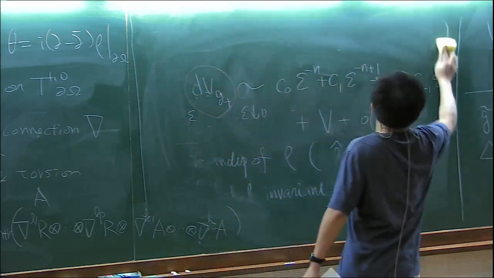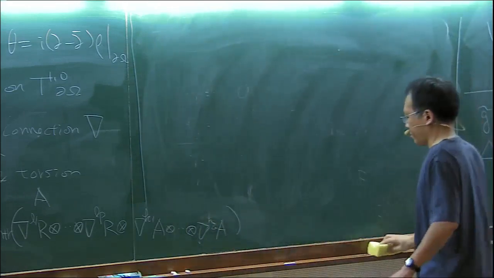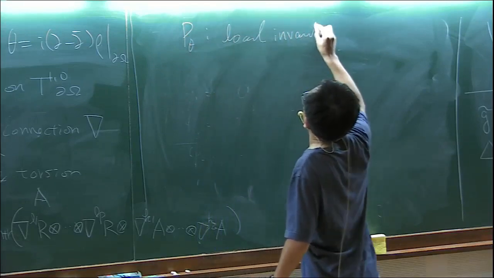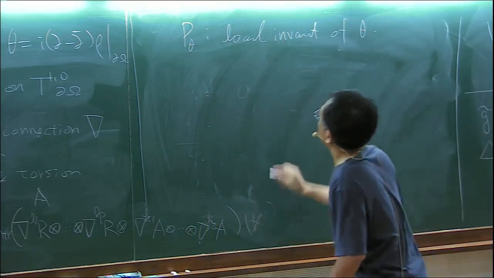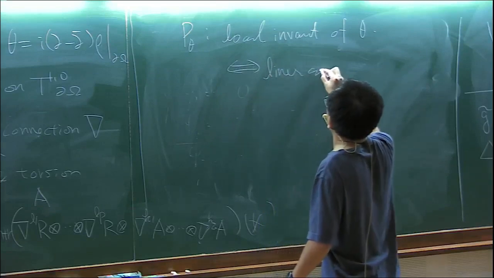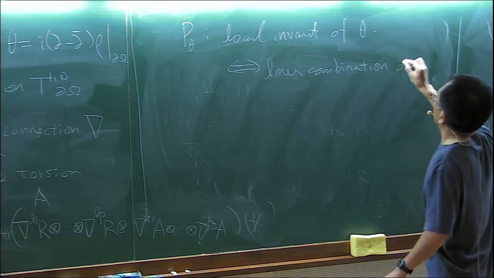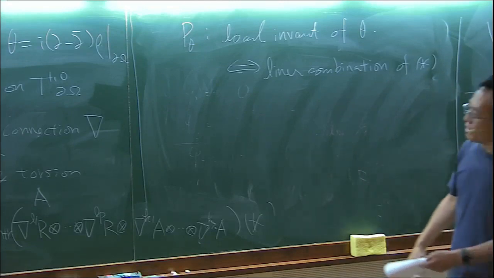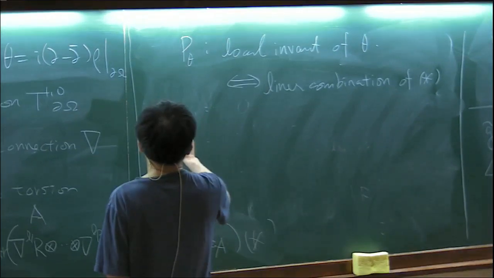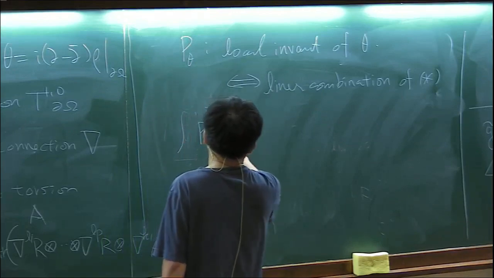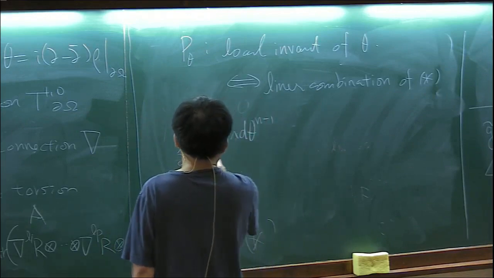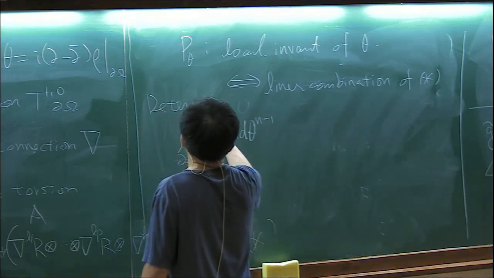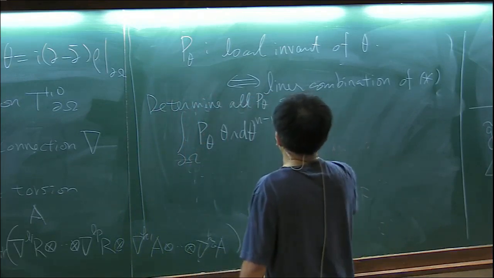These are called P theta, or local invariants of theta, meaning linear combinations of these complete contractions. This is a very solid definition. So there are many choices. Suppose that P theta... determine all P theta such that the integral is CR invariant.